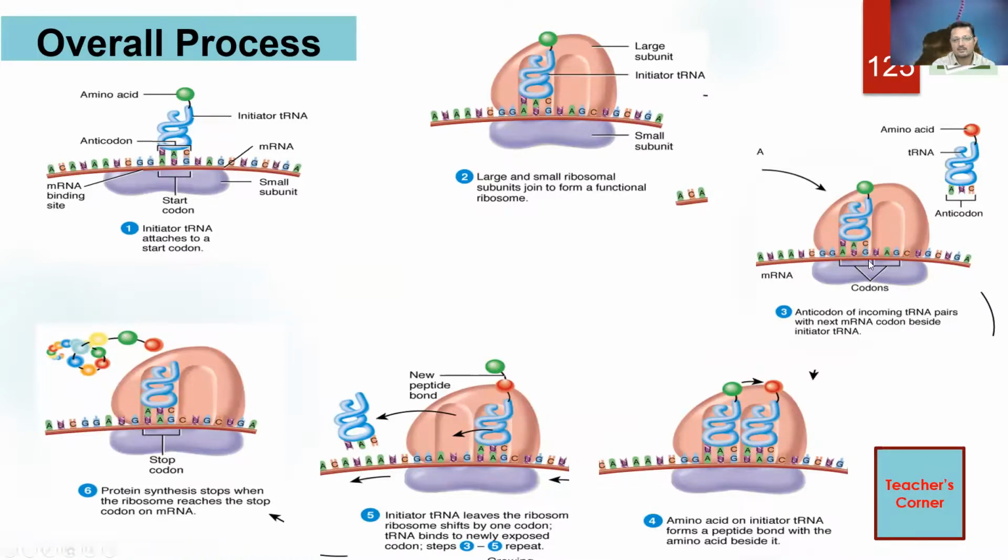Another transfer RNA comes, pairs with the next codon beside the initiator tRNA, and then the amino acid on the initiator transfer RNA forms a peptide bond with the amino acid. There is a movement of this whole translation unit by one place, so that there is a shift: the tRNA on the P site moves to the E site, the A site moves to the P site, and the A site becomes free until the next transfer RNA brings another amino acid.